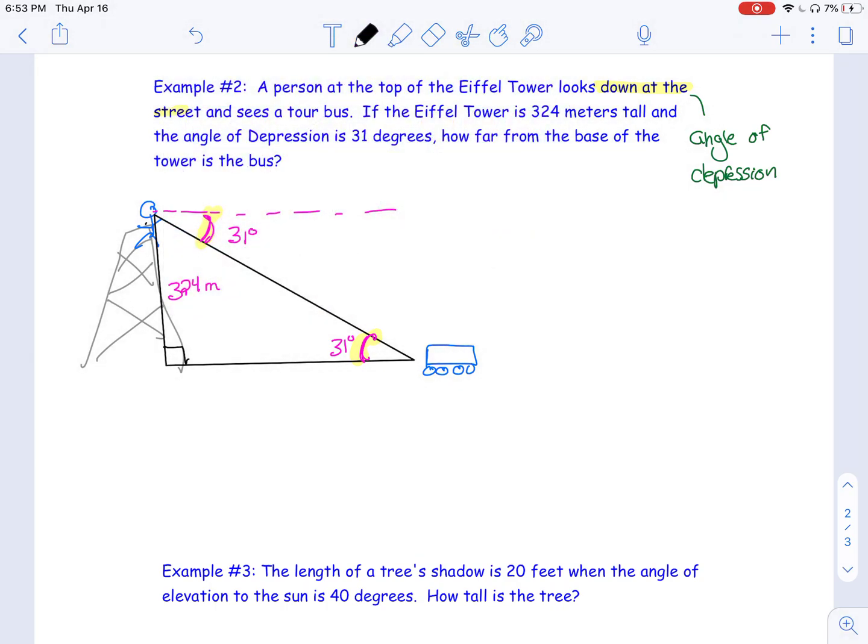So we have this triangle. If I draw it separately, it's a right triangle. This is a height of 324. This is 31 degrees. And the question is asking how far the bus is from the base of the Eiffel Tower. That's going to be our x. So we're going to once again use SOHCAHTOA.